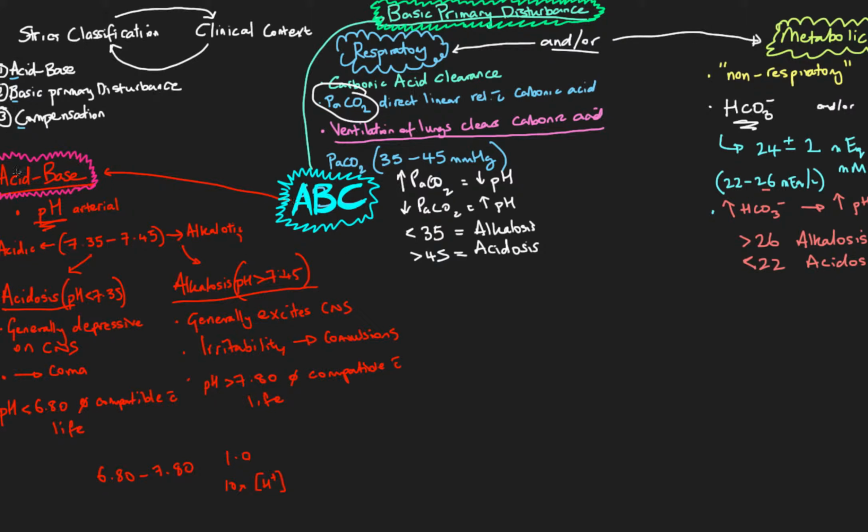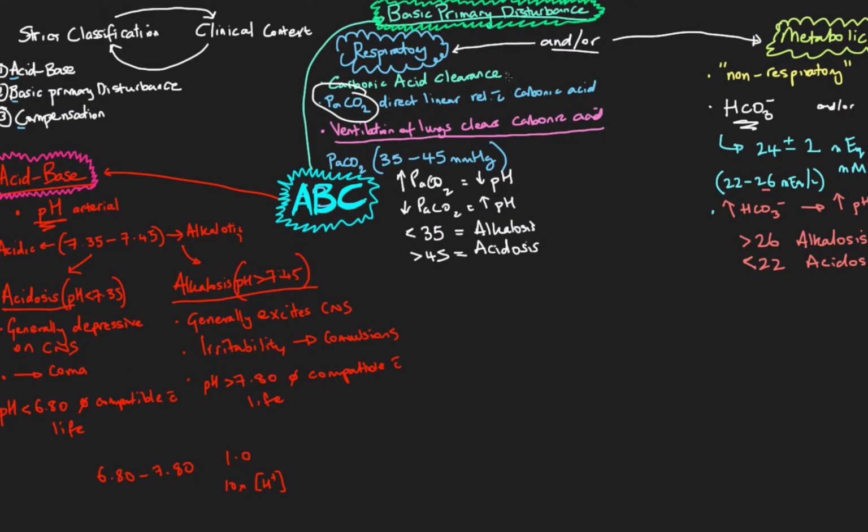So in the first video we looked at the acid-base status, and we said that the index that we use from a blood gas is the pH. That's the best indication of the acid-base status of the blood, the arterial pH. We looked at acidosis, a situation where the pH is less than 7.35. We looked at alkalosis, a situation where the pH is greater than 7.45. And we talked about the effects that those two have on the central nervous system.